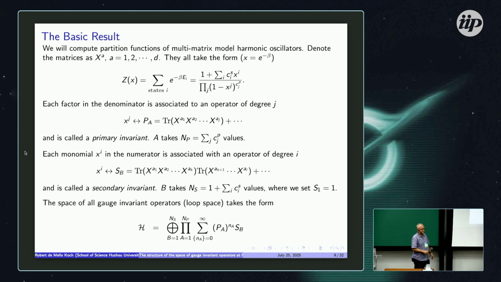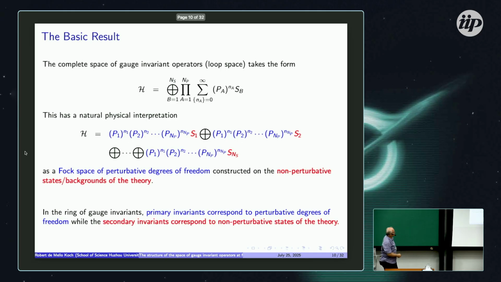It's a direct sum. Each term in this direct sum is labeled by a secondary invariant corresponding to one of the terms in the numerator. And then we have a product over all of the primary invariants, and they're raised to any power which is a non-negative integer. So how should we think about this? Well, this is the structure that we're getting. There's the primary operators raised to any power, and there's each secondary operator sitting in each term. What does this look like? This looks like we're generating a Fock space by the blue invariants. This is like a daggers being raised to whatever power.